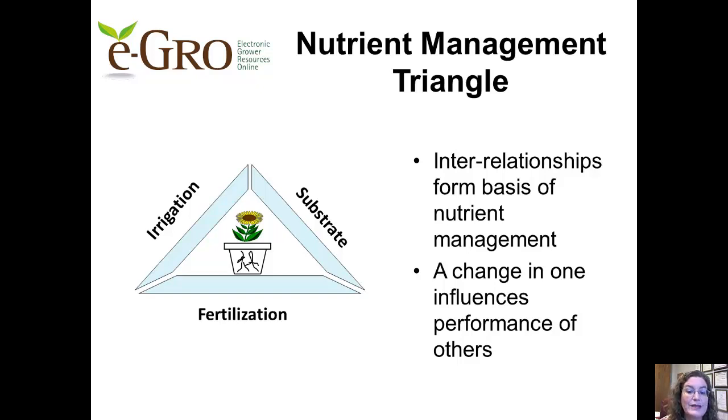If a change is made to a component on one side of the triangle, a change in a component on another side is usually necessary to preserve the growth, health, and appearance of the crop. The purpose of this eGrow topic is to consider how to apply this conceptual framework to system-level decisions about substrate selection, irrigating, and fertilizing.